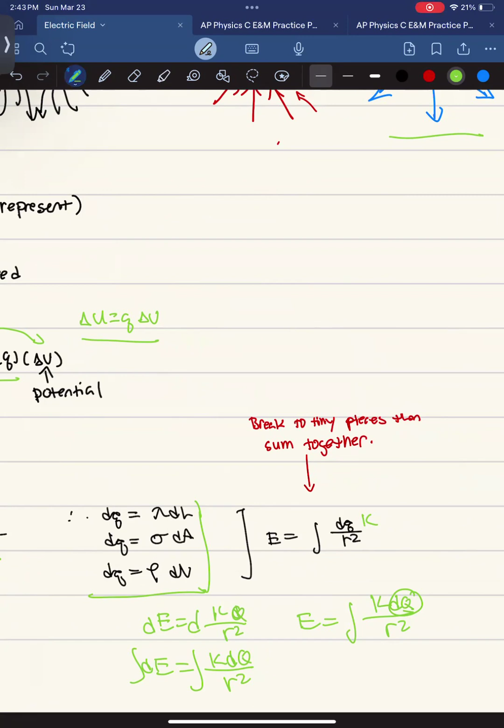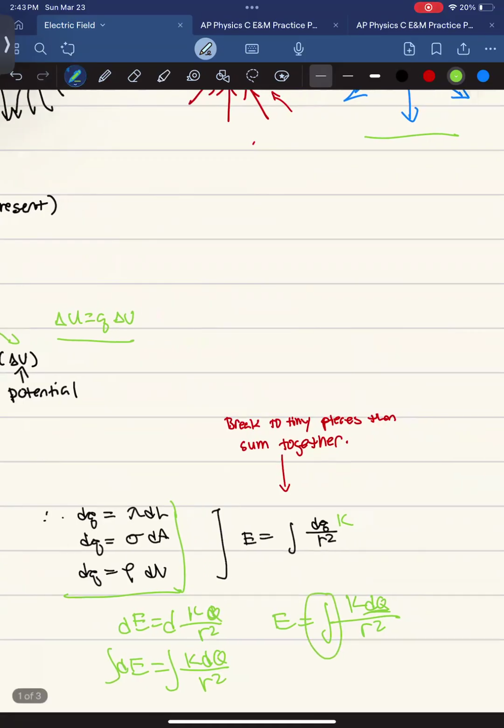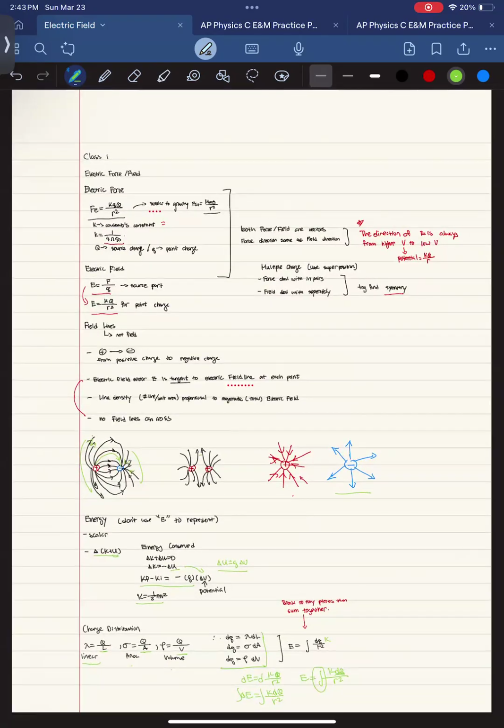So essentially, we're breaking a shape into many small pieces, many small dQs, and solving them separately, and then at the end, summing it back together. And this will simplify the problem and make it a lot easier to solve. Okay, that's all for a little introduction on electric force and electric field.